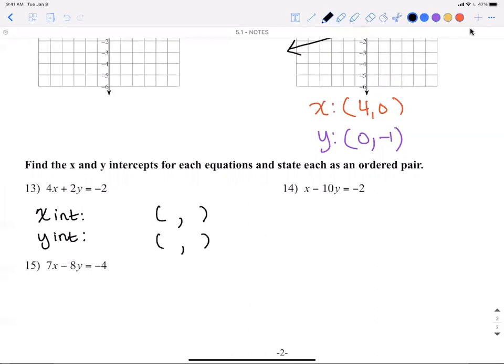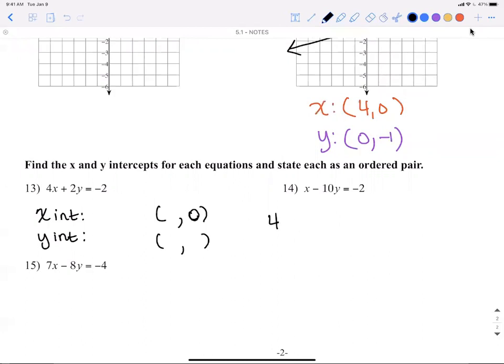For my X-intercept, what do I know about that ordered pair before I do any math? Do I know the X value of my X-intercept yet? Do I know the Y value of my X-intercept? What's the Y value of every X-intercept? 0. So I can plug a 0 automatically into the Y spot.